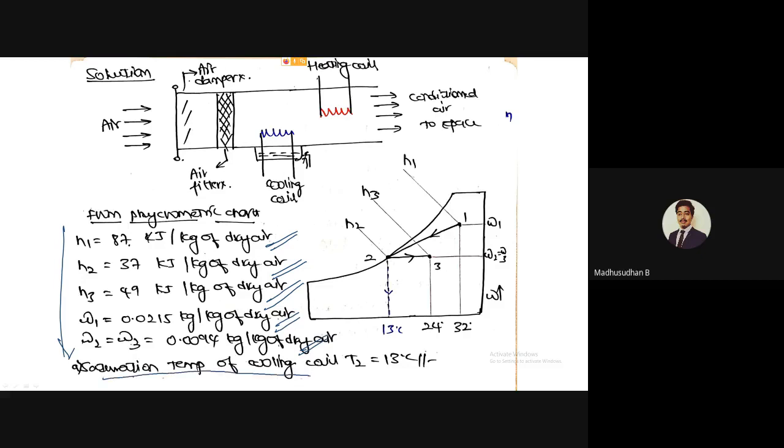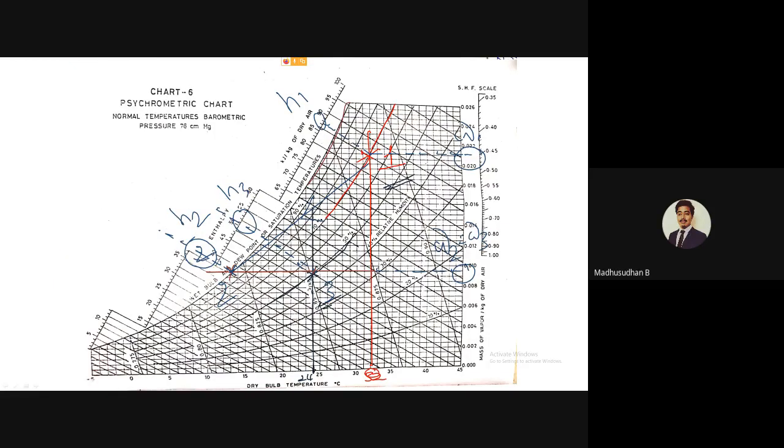Now he has asked in the question to calculate the saturation temperature of the coil. How do you find out the saturation temperature of the coil? So this is the point of state 2 which ends at the saturation limit. So just extend this particular point till it meets the temperature curve, till it meets the DBT line. So here it cuts the DBT line. So here the value of temperature would be 13 degrees Celsius, correct?